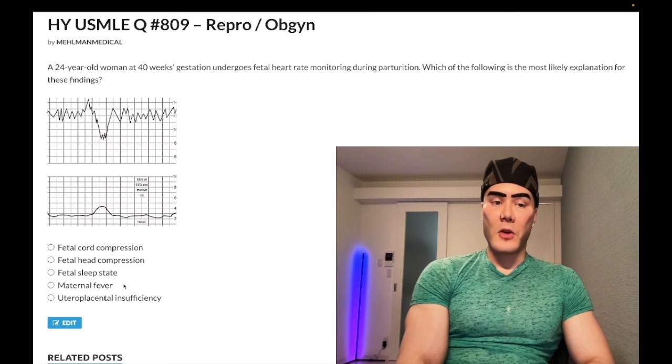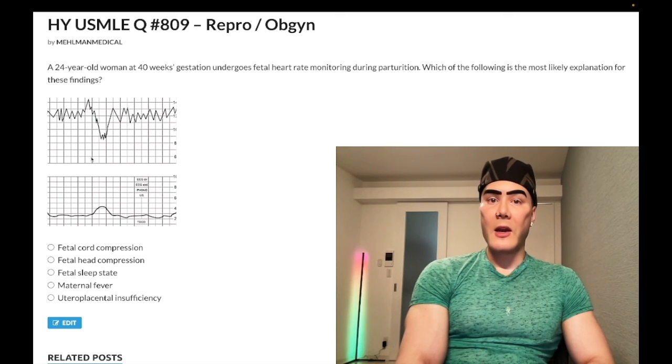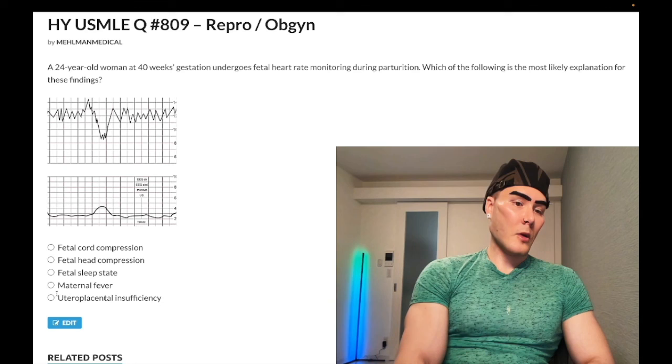Now, maternal fever, they're going to give you a straight line in the fetal heart rate, but it will be fetal tachycardia. That's what they do. So they give you a fetal heart rate, it's 180, and you see that it's a straight line. And the answer is just maternal fever on USMLE. Wrong fucking answer.